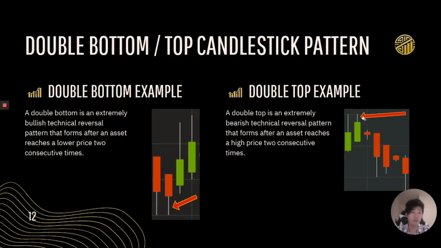Now, the double top example is the opposite. Basically, a double top is an extremely bearish technical reversal pattern that forms after an asset or stock reaches a high price two consecutive times, right? So you can see here, as the stock price is uptrending, as it goes on up, you find this double top. What does this mean? This is a resistance, right? So the stock price or the candlesticks somehow cannot break through this area. And when you see these upper wicks or upper shadows hitting this area twice, that means what? It's a reversal, or it's coming down to a downtrend.